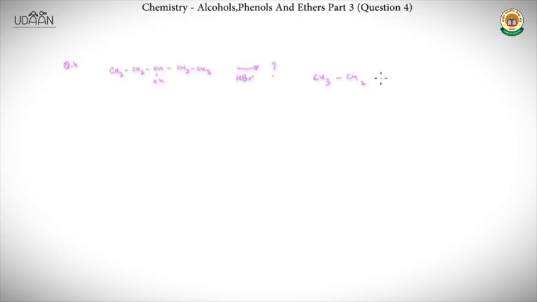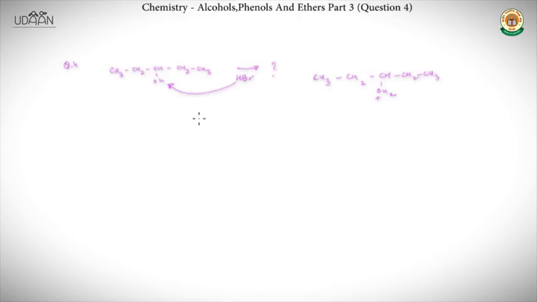CH3CH2, then we have CHOH, CH2CH3. Now this OH will be attacked by this H+, and hence it will form OH2+. Was my step right in this? Will H+ attack the OH, or was my first step wrong? I guess it should be correct, because HBr quickly releases the H+ ion.